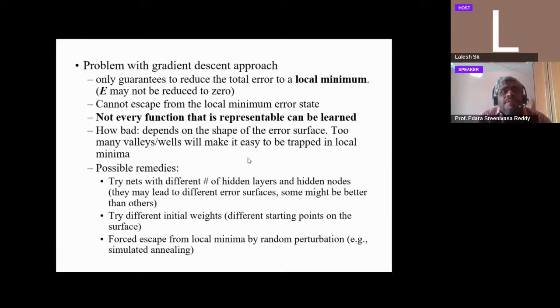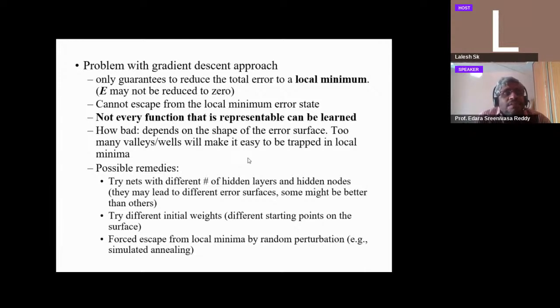And also it depends upon the shape of the error surface. Too many wells will make it easy to be trapped into local minima. So the error surface must be smooth. If the error surface is smooth, then definitely it will work very efficiently. If the error surface has too many valleys, as we have shown in yesterday's session, it is stuck in the local minimum.